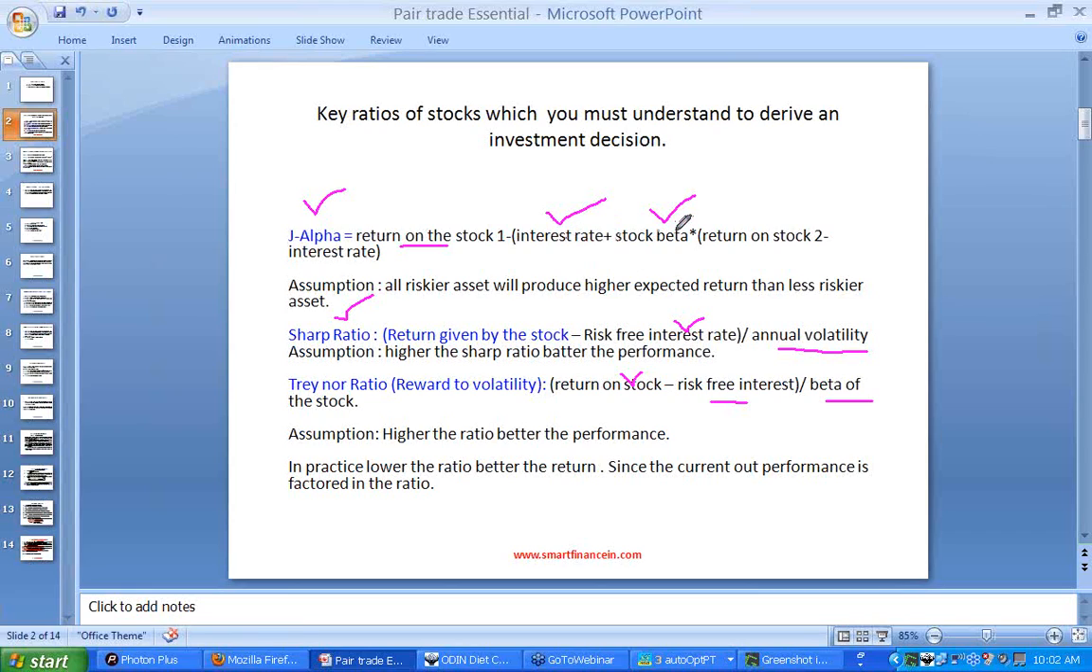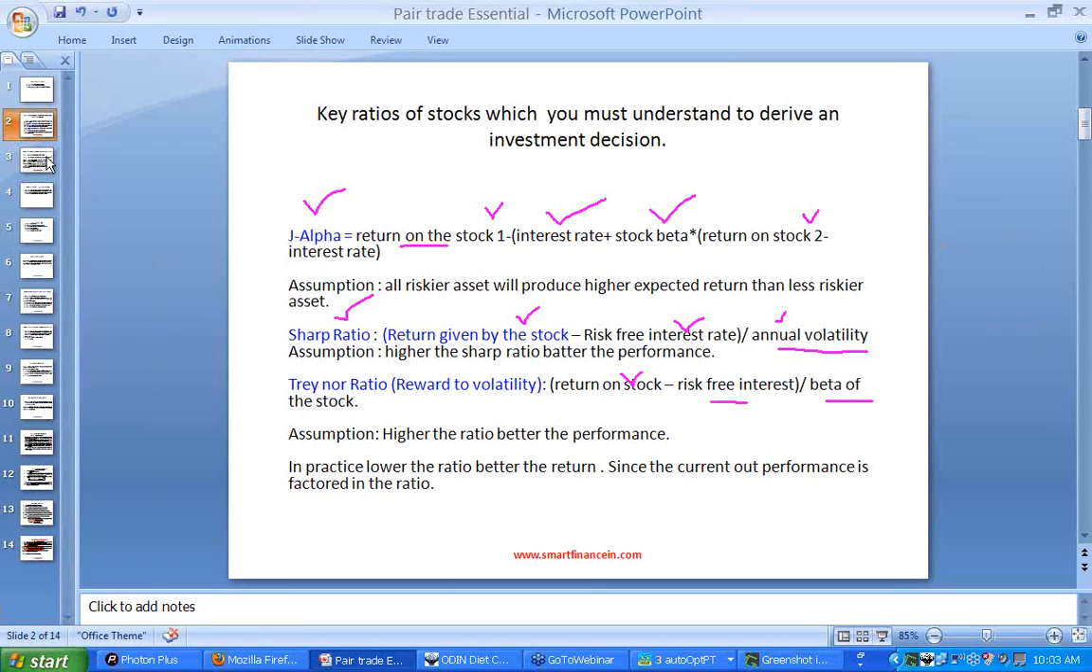The first ratio takes interest rate and beta, but two stocks' returns are being compared. The second gives the individual stock with its interest rate and volatility. Treynor ratio: individual stock, return in a particular period, monthly return, yearly return, the average return it has produced, or 7 days return or 10 days return. So return on the stock, interest rate and beta of that stock as compared to the other one. This is what these three ratios are saying.